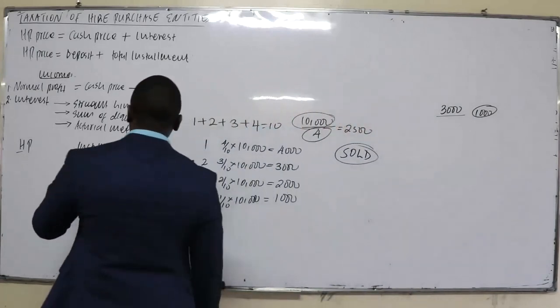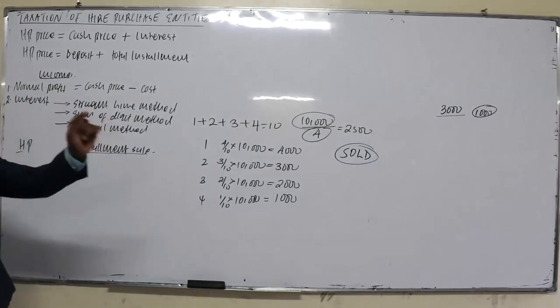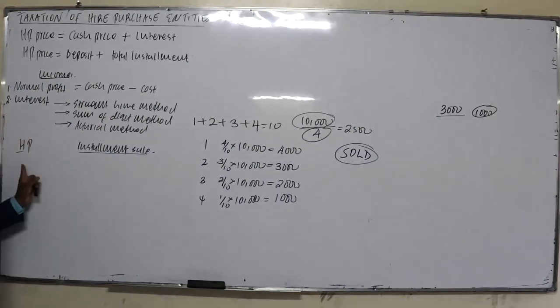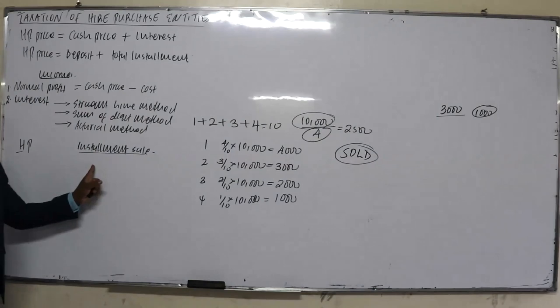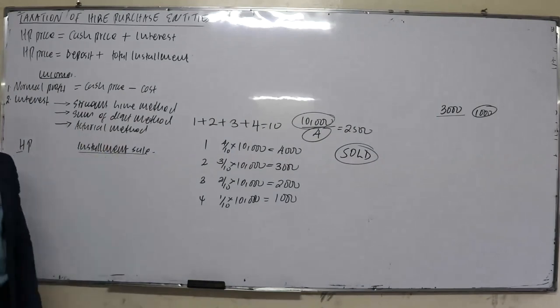That's for installment sale. But for higher purchase, you only took the possession, but the product belongs to the owner. So the ownership still belongs to the seller. So the ownership will only be transferred upon completion of the payment of all the interest. Installment sale ownership is transferred immediately. It's only that you cannot take the possession.